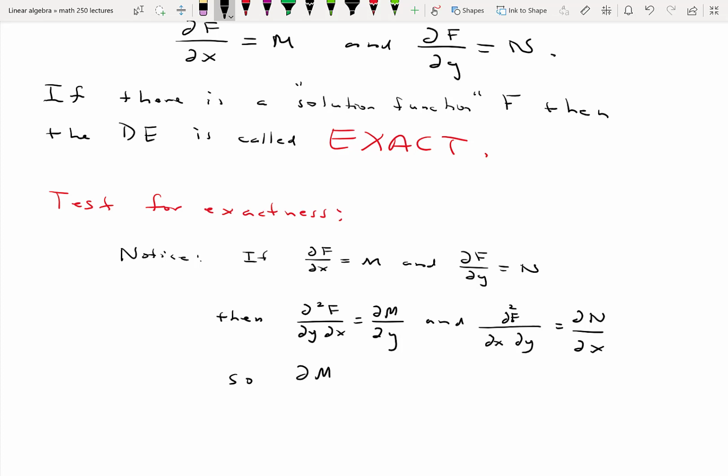So the partial of m with respect to y equals the partial of n with respect to x. It turns out that these steps are reversible. That's the key. What I just did in this note is reversible. So if the partial of m with respect to y equals the partial of n with respect to x, then there exists a function so that the partial with respect to x is m and the partial with respect to y is n. Now, if you're getting lost in all this, relax.